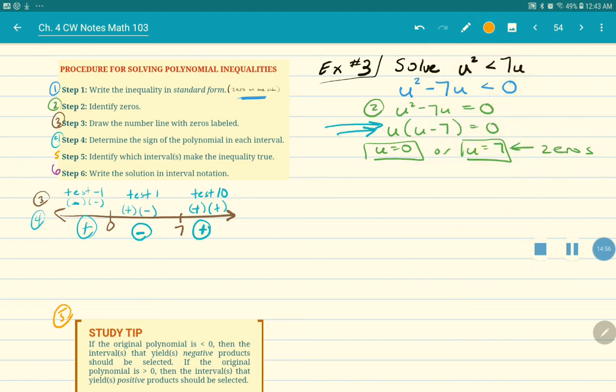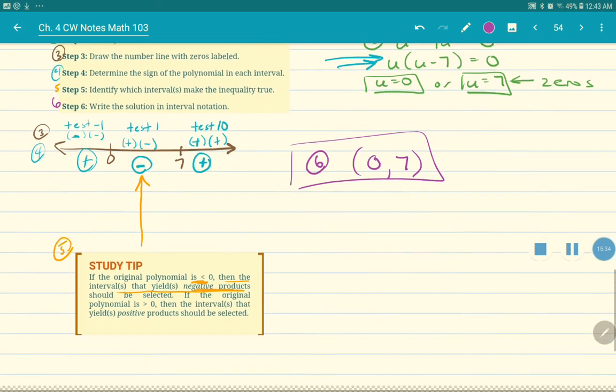which says that if this is a less than sign, then I'm looking for when the interval yields a negative product. So that's just that center interval right there. And I want to express that interval in interval notation for step 6. And that goes from 0 to 7. And because it's a strict less than sign, there's no equal sign. That means I have open parentheses as my final answer.